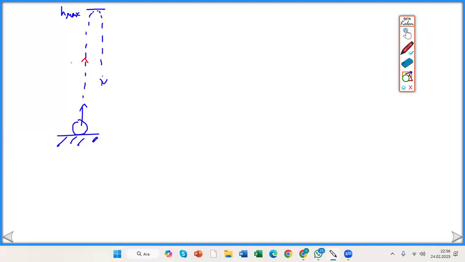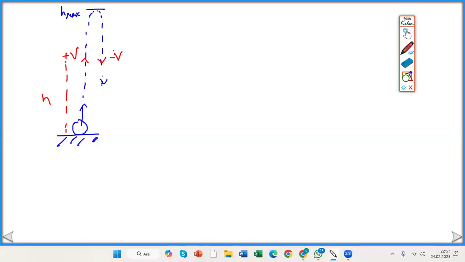During going up, at the same height, assume that its velocity is v. It is the same while going down. In the same height, the ball has the same velocity, no matter whether it goes up or goes down. But as you can realize, its direction is different. Here the direction is positive, and here the direction is negative.